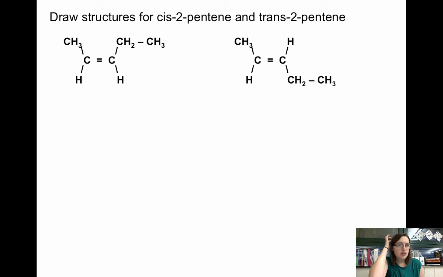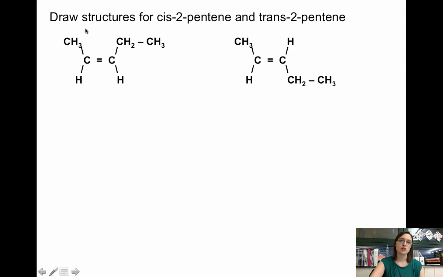Now here's another example. Draw structures for cis-2-pentene and trans-2-pentene. This one's a little bit different because it's not necessarily substituents that we're looking at. We're simply looking at how the carbons are geometrically bonded compared to the double bond. We know the double bond is going to be between the second and third carbon because it's 2-pentene. So here's my second carbon, so 1, 2, 3, 4, 5.